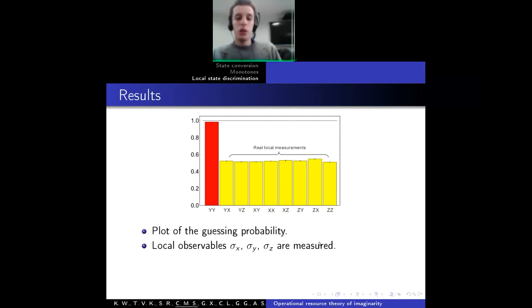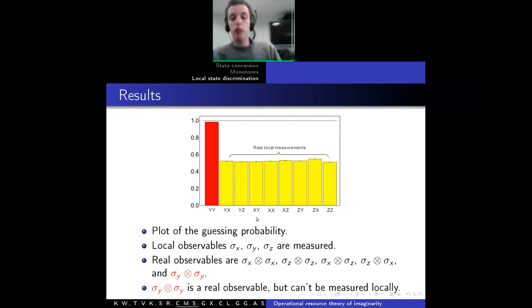Those that are real are not all possible combinations. So sigma x tensor sigma x, z tensor z, and so on, z tensor x, and vice versa. And curiously, we also have sigma y tensor sigma y, which is a global real observable, but not a local one. So it cannot be measured locally.